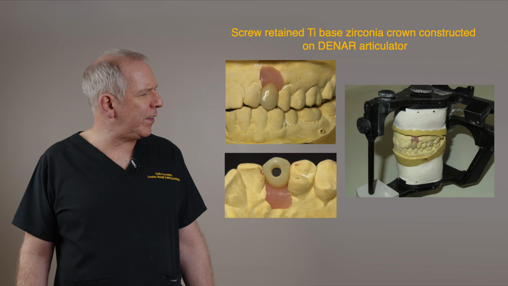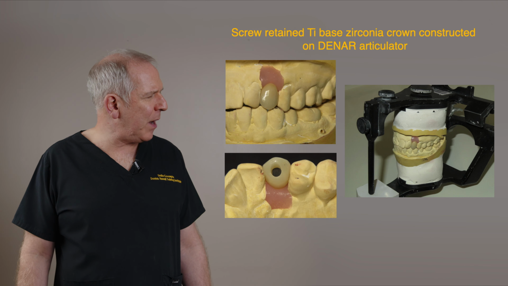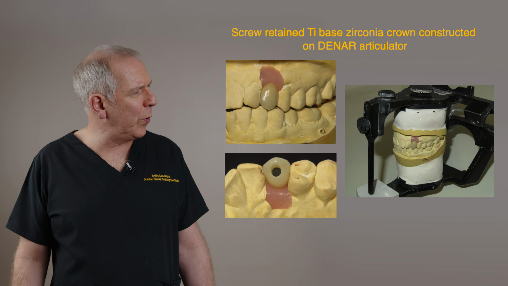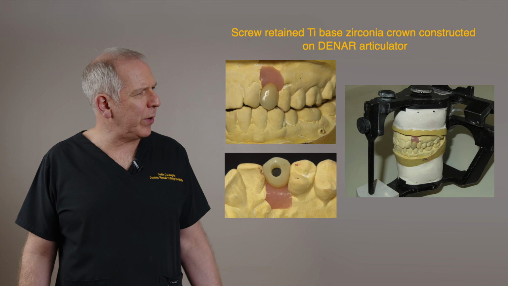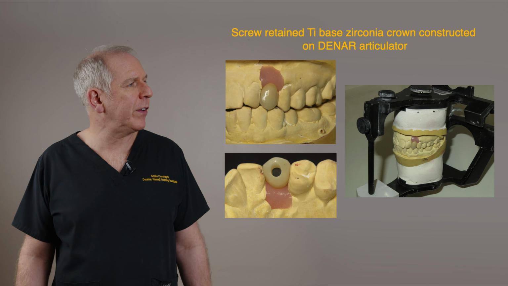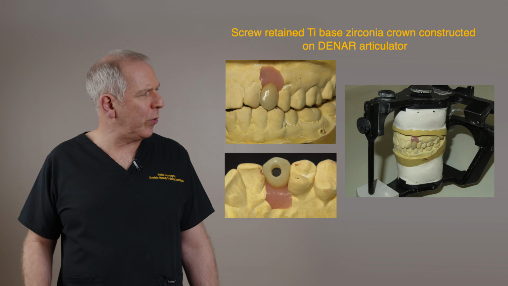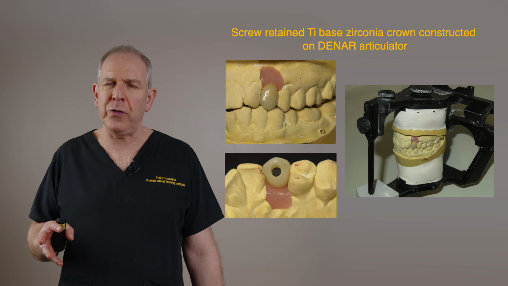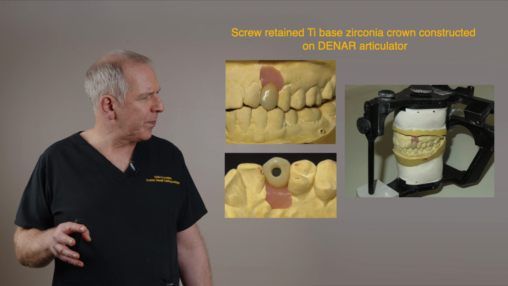And then, because this is a canine and we've got to be careful with our occlusal forces, you can see that we took a facebow record, and then our crown is going to be constructed on the DENAR to make sure that we can keep a protected occlusion on that crown.